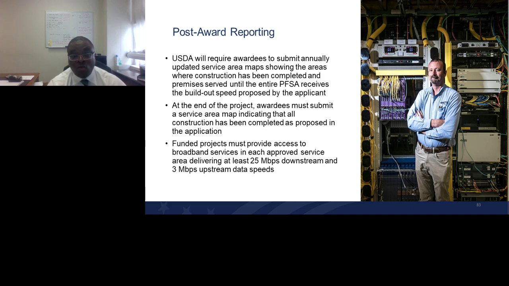At the end of the award, at the end of the whole project, the awardee must submit a service area map showing where construction has been completed as proposed in the application. Also, once everything is done and the project is completed, residents and businesses in the service area must have access to 25 megabits per second downstream service and 3 megabits per second upstream service.